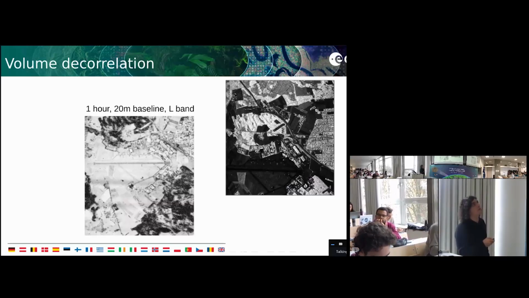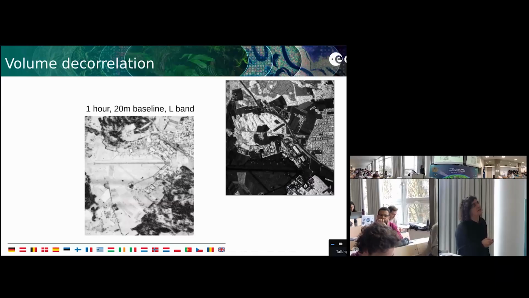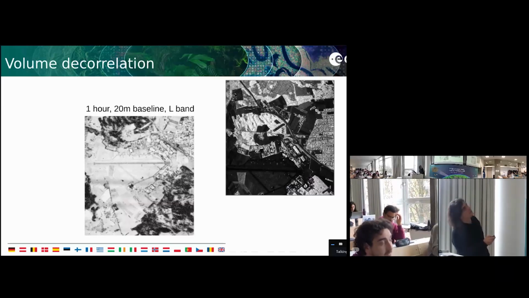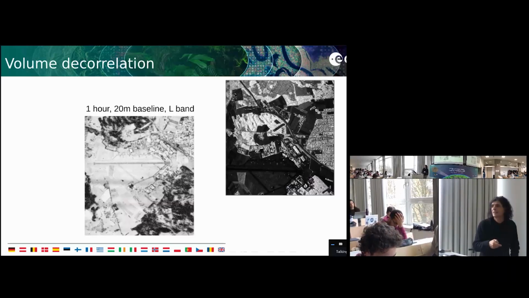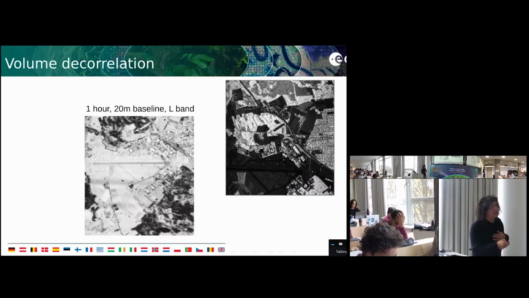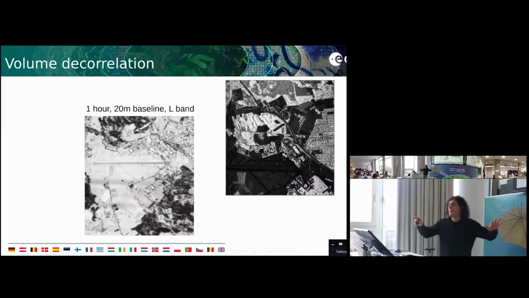But over the forest, you have decorrelation patterns that are very interesting. I don't know if, yes, very, very interesting. This intensity, this part of the forest can be observed here. And what I like here is that these forests, they look very homogeneous from the reflectivity point of view.